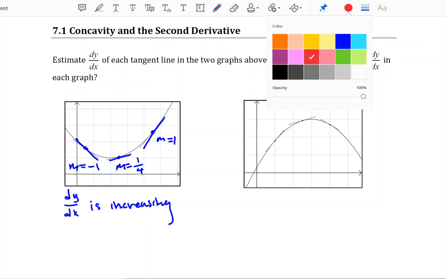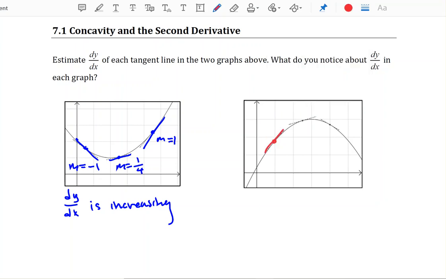Now, this is in contrast to the second graph, where we start with a slope that is approximately 1, transition to a slope that is approximately maybe 1/4, and a third slope that looks not quite as steep as -1. We'll say -1/2. In this second graph, we would say that dy over dx is decreasing. The slopes are getting smaller in value as we move from left to right.